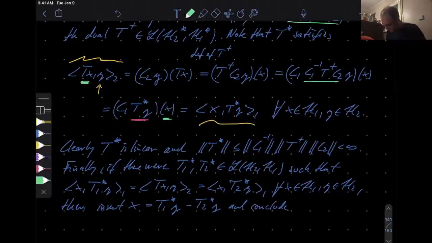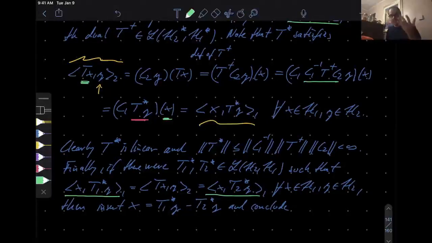So what you do is, in this equation up here, you look at this green underlined thing, and this one, you bring them both to one side, and then you have the inner product of x with the difference t1 star y minus t2 star y equal to 0. That has to be valid for all x and for all y, so then you just substitute x as written in there, and then you get the norm squared of t1 star y minus t2 star y, which has to be 0, and that has to be valid for all y.